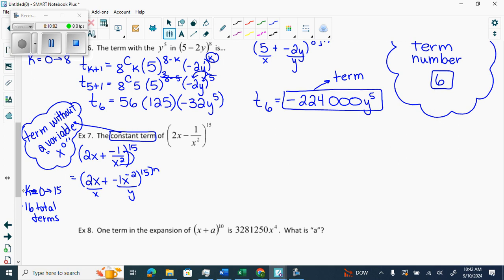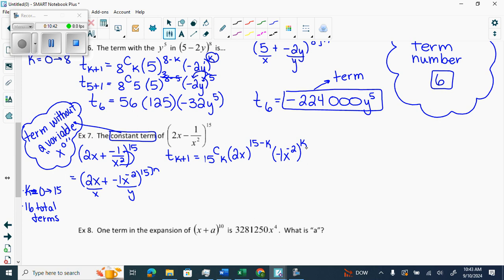Okay. Do I know what k is, though? When I don't know what k is, I just fill in a k and hope that maybe it'll help me out. So I'm going to get t sub k plus 1 equals 15 choose k, times x, which is 2x, to the n minus k, so 15 minus k. And then y is negative 1 times x to the negative 2, to the k. Do we agree?